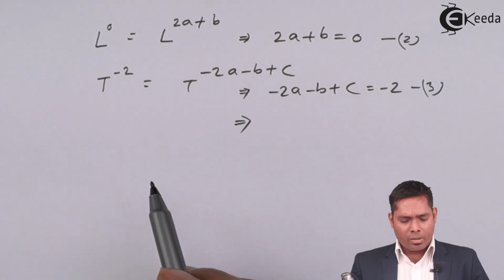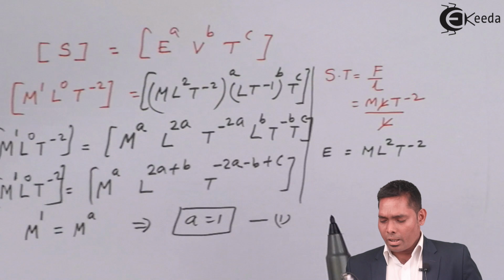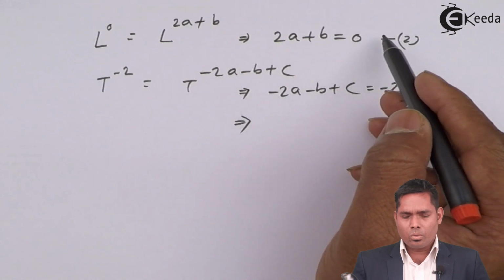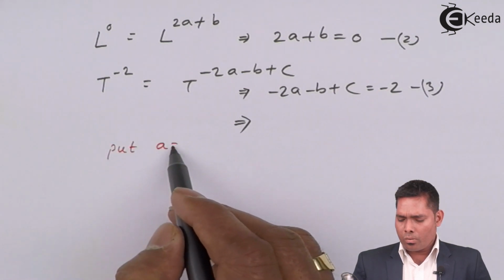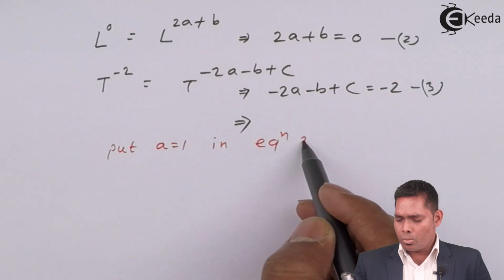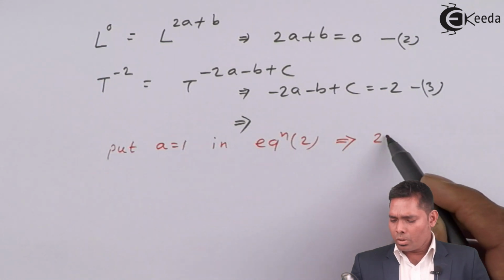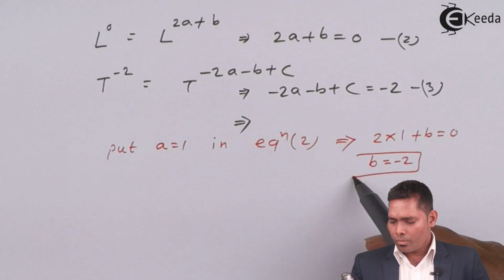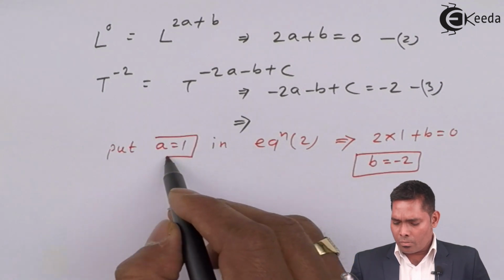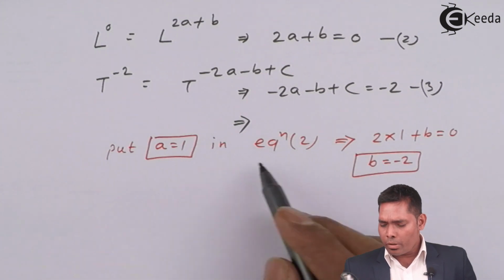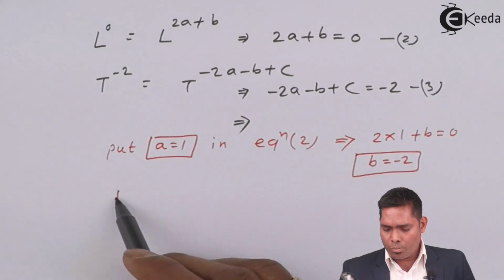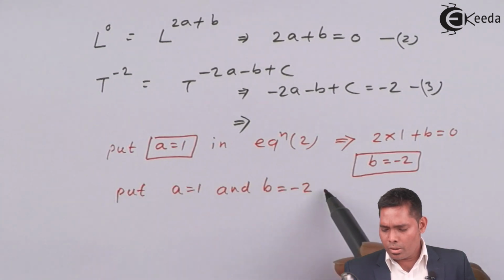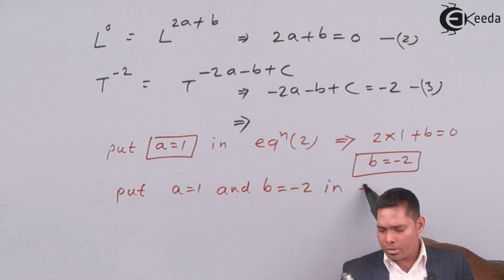The first equation says the a value is 1. If I put a equals 1 in equation 2, this gives me 2 into 1 plus b equals 0, or from here b equals minus 2. So a I have already got as 1, b I have got as minus 2. These two values are put here in equation 3. So put a equals 1 and b equals minus 2 in equation 3.